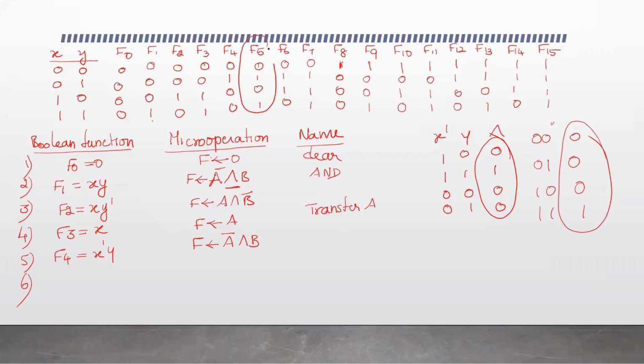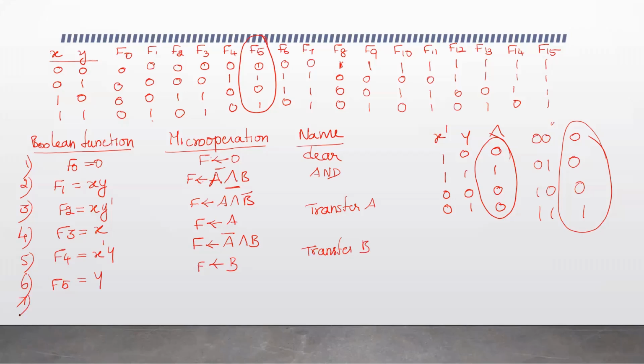Now let's take this F5. What is F5? F5 is 0, 1, 0, 1. When we check with values of x and y, x is 0, 0, 1, 1, y is 0, 1, 0, 1. So this F5 is y. So the operation is F is equal to y. Here we are using A and B, so let me write it as B. So the operation performed is transfer the content of B to F.